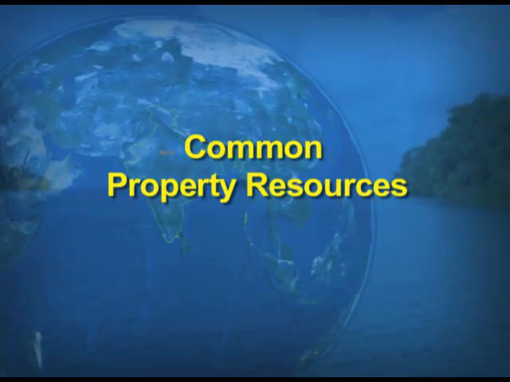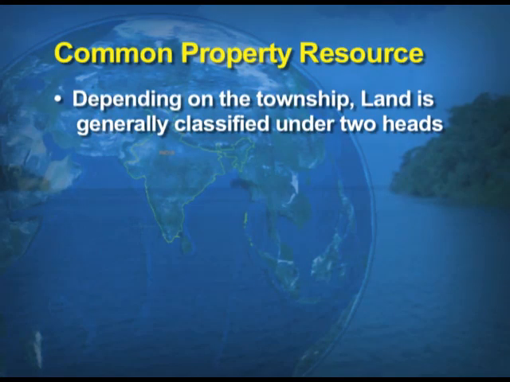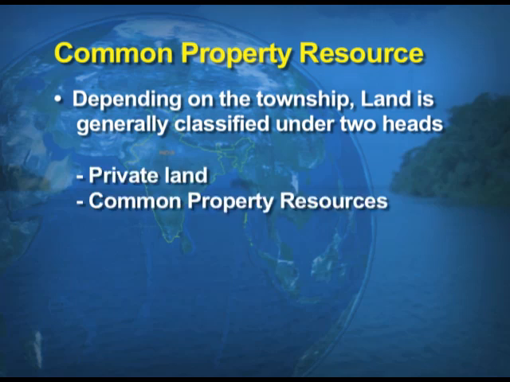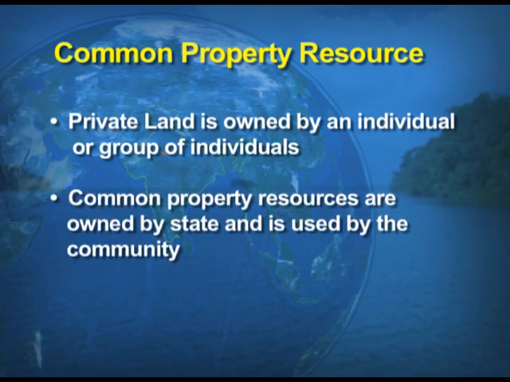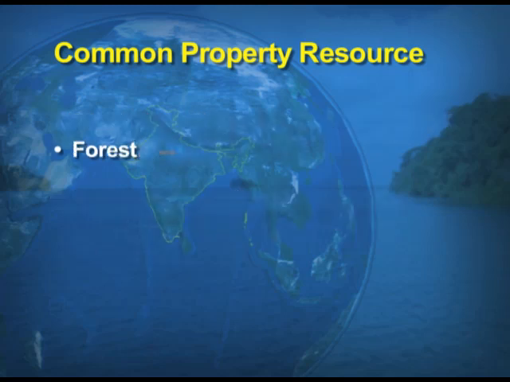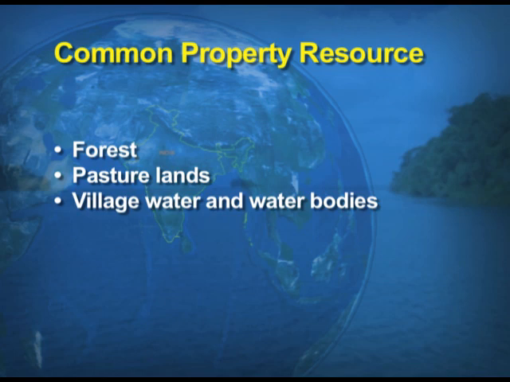What are the common property resources? Resources we divide under two heads, private and common property resources. Private resources are owned by an individual or a group of individuals, and the common property resources are owned by the state and used by the community. The examples are forest land, pasture land, village water and water bodies, etc.